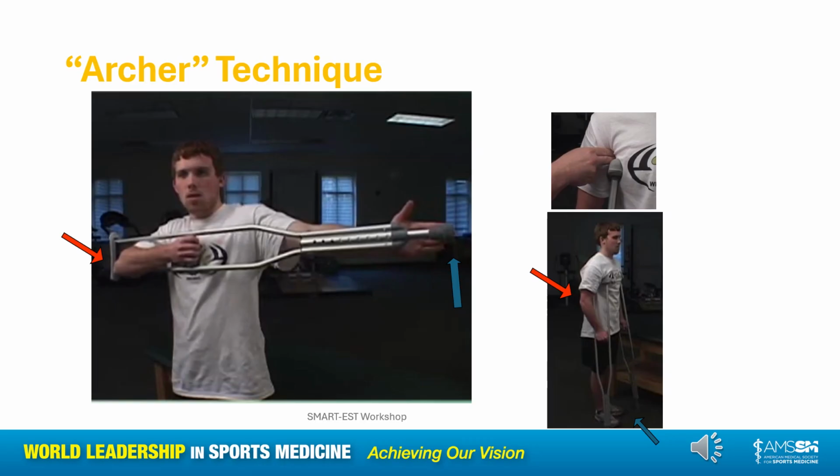Again, the shoulder pad should be 1 to 1.5 inches, roughly 2 finger widths down in the armpit, and the elbow should be at 20 to 30 degrees of flexion, and this should occur with the crutches 6 inches in front and to the side. This is illustrated by the various arrows on the photographs here.